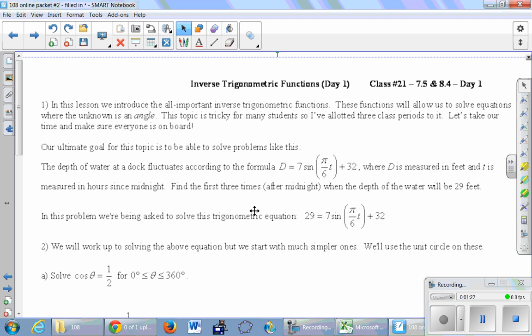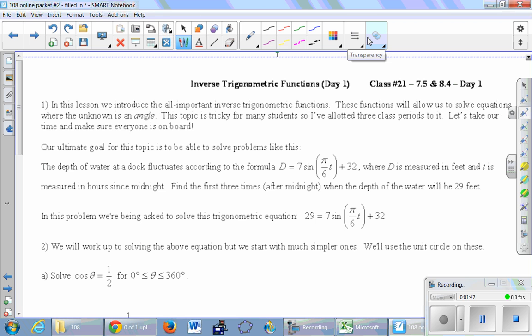Our ultimate goal for this topic is to be able to solve problems like this. The depth of water at a dock fluctuates according to the formula d equals 7 sine(pi over 6 t) plus 32, where d is measured in feet and t is measured in hours since midnight. Find the first 3 times after midnight when the depth of the water will be 29 feet. So those are the kinds of problems that we're interested in solving.